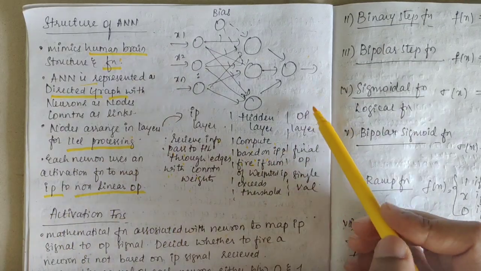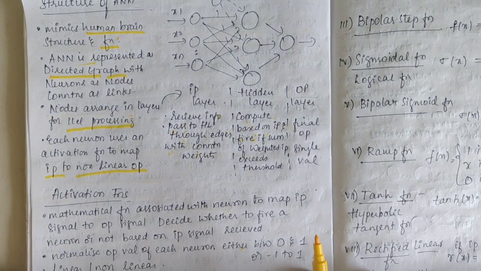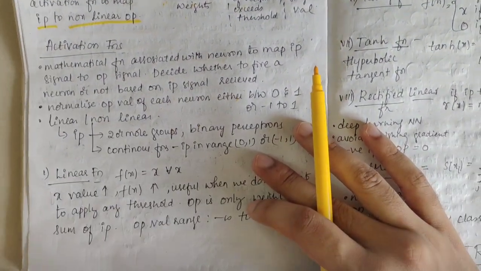It computes based on the input and fires if the sum of weighted input exceeds the threshold. We have discussed this earlier. Then we have the output layer. So the final output is given here, and only a single value would be generated as output. Now we'll look into the activation function topic.